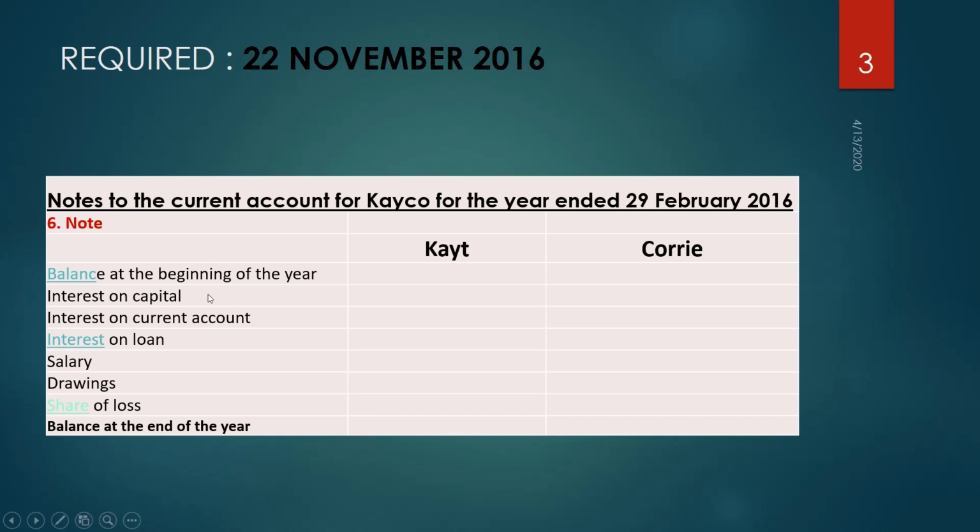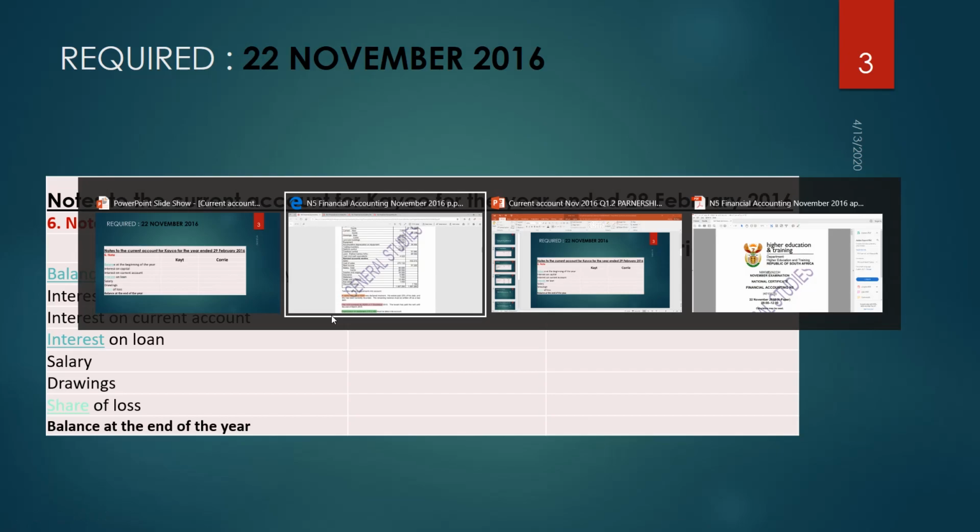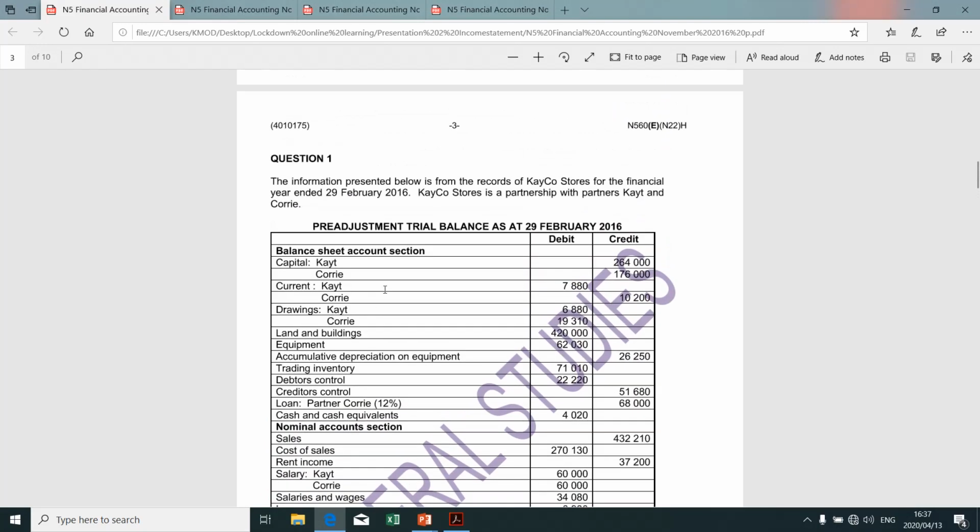I'd like to show you where we get the balances at the beginning of the year. I'm quickly going to go to the question paper. If you look specifically at the pre-adjusted trial balance, the balance sheet section, the first amount you're given is capital relating to Kate. I'd like to emphasize that capital is not part of the current account. So capital does not affect the current account. The next item on the pre-adjusted trial balance is current accounts. We have the current account for Kate and the current account for Corey.